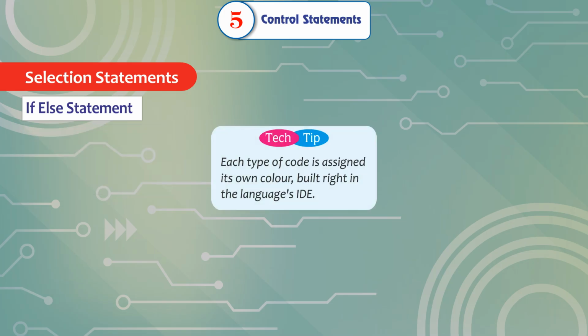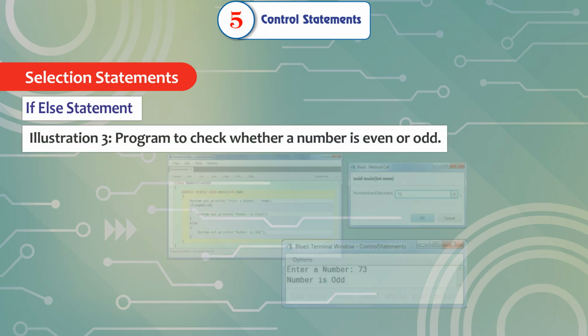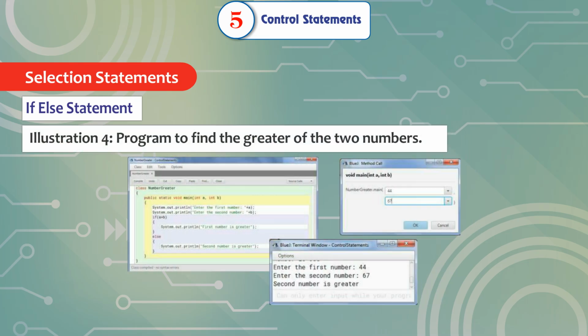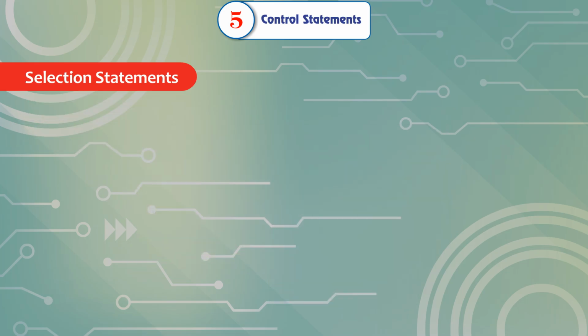Tech tip: each type of code is assigned its own color, built right into the language's IDE. Illustration 3. Program to check whether a number is even or odd. Illustration 4. Program to find the greater of the two numbers.